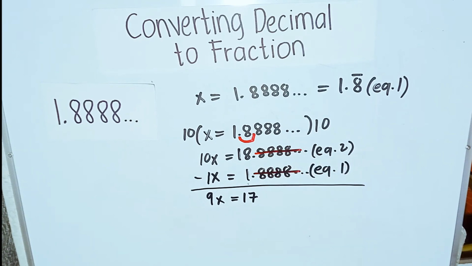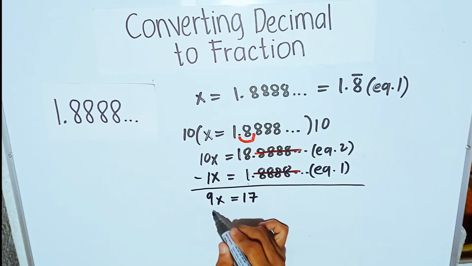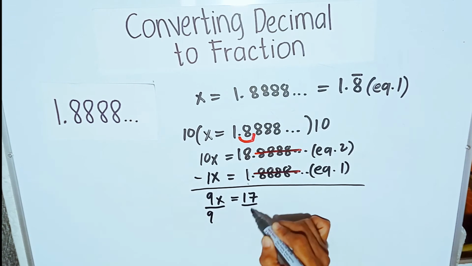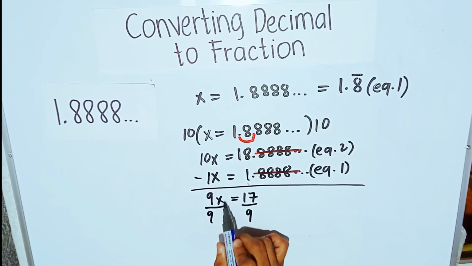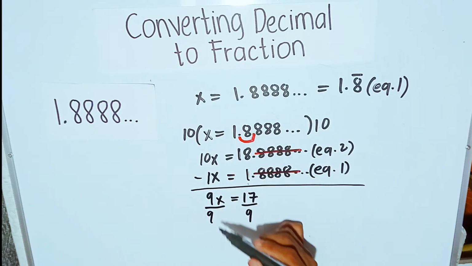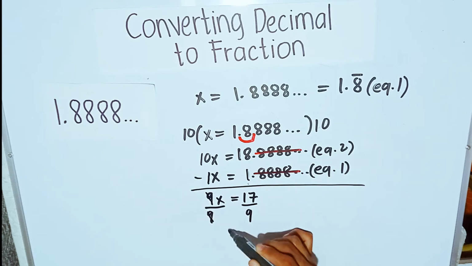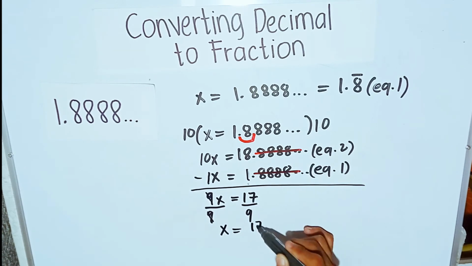So, after that, we're going to divide both sides by 9 para makuha natin yung value ng x. Kung ano ba yung equivalent nito? Okay, cancel na natin yung 9. So, natira na lang po is x. And then, 17 over 9 will be our fraction.